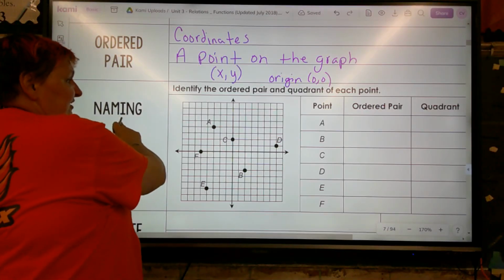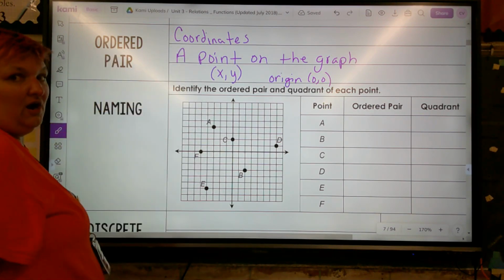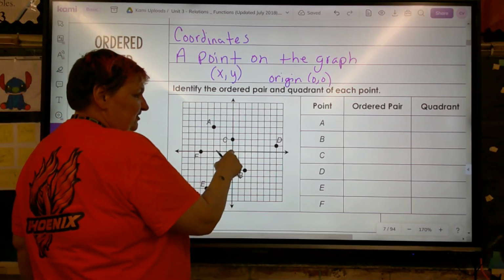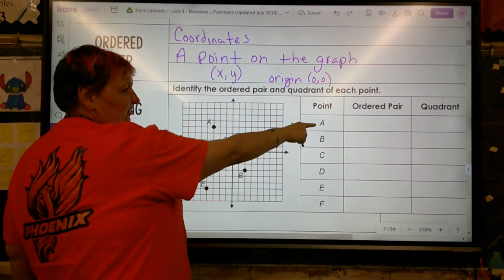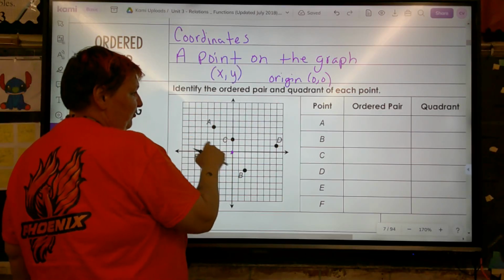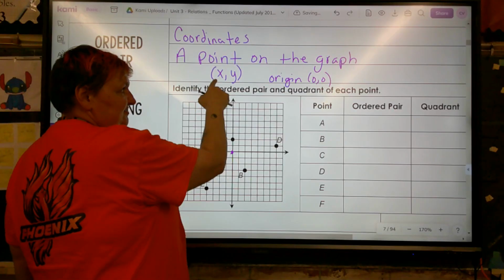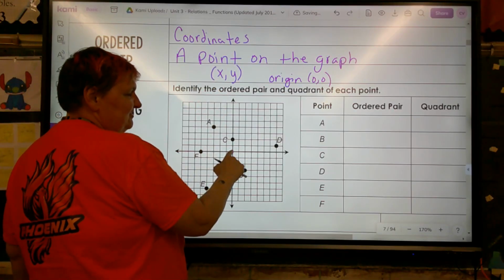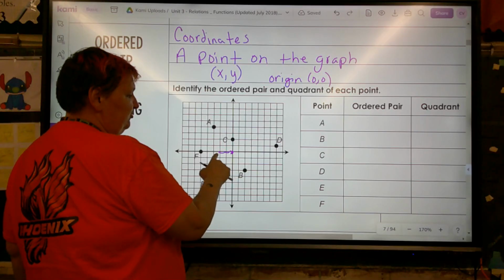So when you're naming these points, these ordered pairs, the coordinates, whatever you want to call them, you start at the origin, the center, right? It's asking what your coordinates are for point A. So you start on the x because it's on the left. How many did you have to go left or right? Because on the x-axis we go left or right. We had to go 1, 2, 3 left.